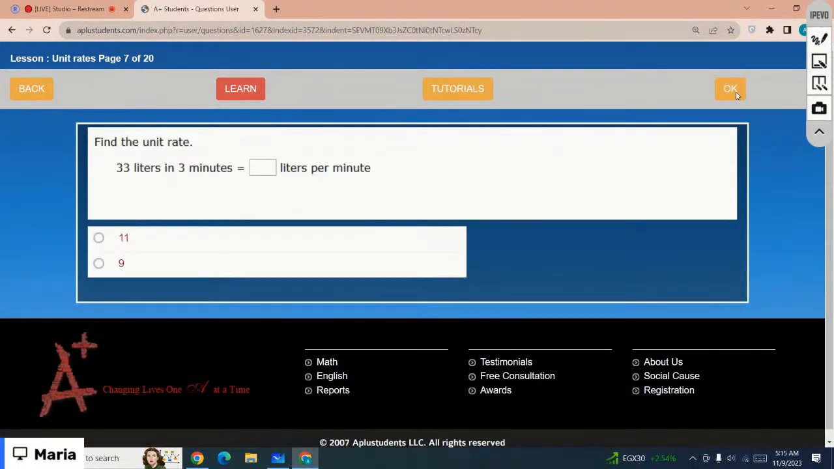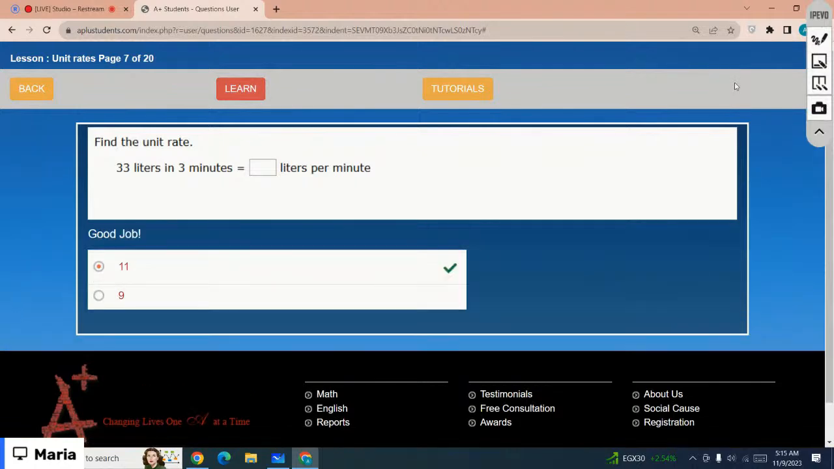The next one is 33 liters in 3 minutes. So how many liters per minute? So 33 divided by 3 equals 11, right? That means you have 11 liters per minute. The correct option is 11.